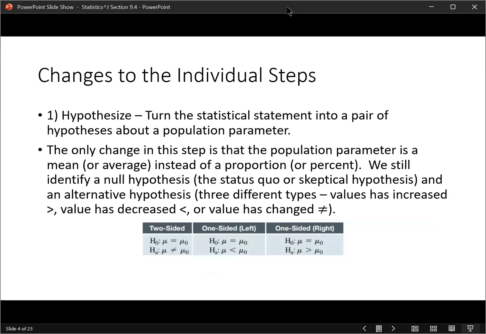All right, so we're now going to dig into the specific steps to discuss the changes from using a mean instead of a proportion. The first step does not change really at all, except you're going to use a mean instead of a proportion. If you go back to the video where we first introduced hypothesis tests, it had a table that looked very similar to this. The only difference is that in place of these mu's, which stand for means, we had p's, which stand for proportions. Everything else is exactly the same.